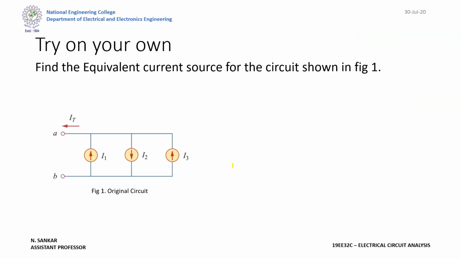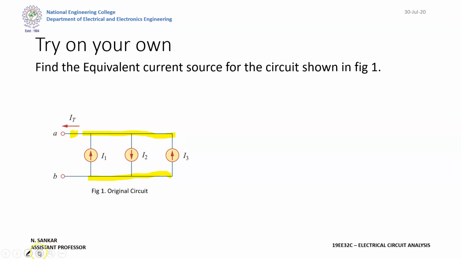Okay, so let us try another example. We have a circuit given here. Totally we have three current sources, I1, I2, I3, and the current IT. So here we have two nodes, right? B is here and A is here. So let us take node A. Node A means this point. So here you can see what are all the currents entering or leaving.